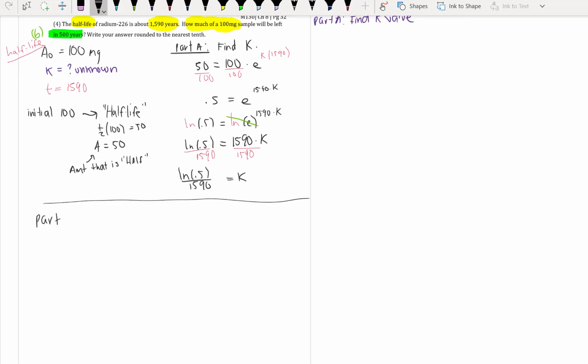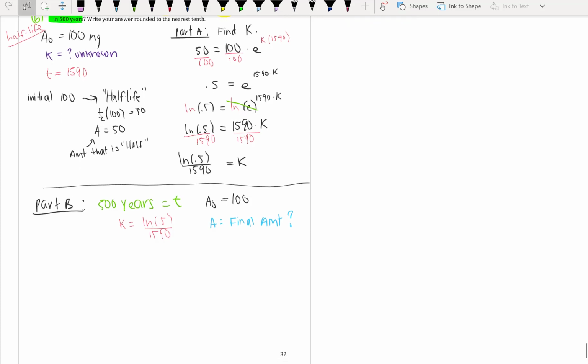Now I can focus on my part B, which is how much of a 100 milligram sample will be left in 500 years. So here we want to think about the 500 years. Well, that represents t for time. And don't forget, your initial value never changes. You started with 100, then you still start with 100. What's different now is now I know my k value to be my ln of 0.5 over my 1590. So what you're trying to figure out is, how much of your final amount will you have at the end?